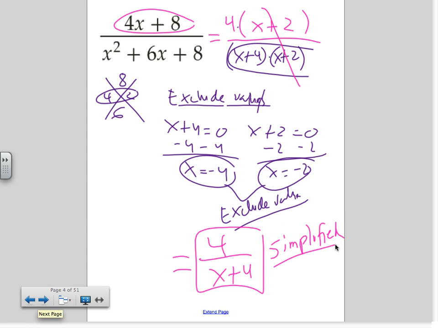And that's it, we're done. So we identified excluded values, and we simplified. Done. That's it. So if you notice that it takes 3 steps here. We factor, we find the zeros, and then we simplify.